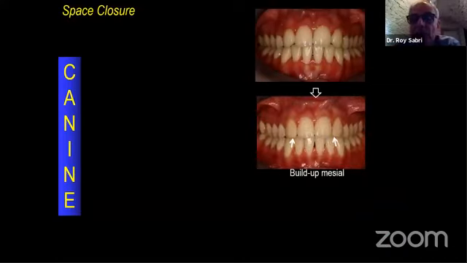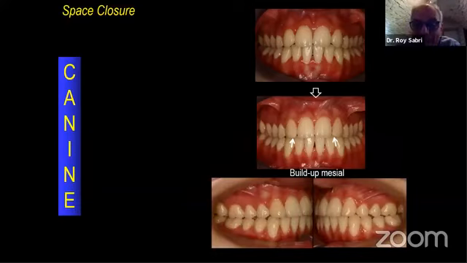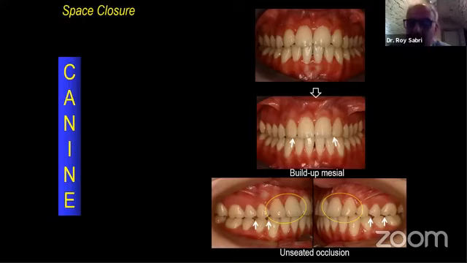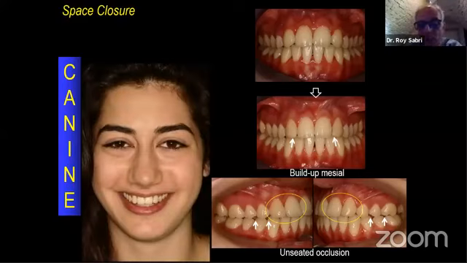Okay, so let me show you this case of space closure. There was a build-up on the mesial, but aesthetically it's nice, the gingival level, the size of the canine, but the occlusion is not seated 100% perfectly. Believe me, my friend Marco Rosa and Zachrisson, they want to treat everybody with space closure, but I'm sure they get cases like this where they cannot seat the occlusion perfectly. We have to recognize that this is one disadvantage.